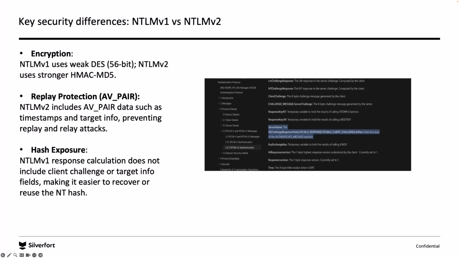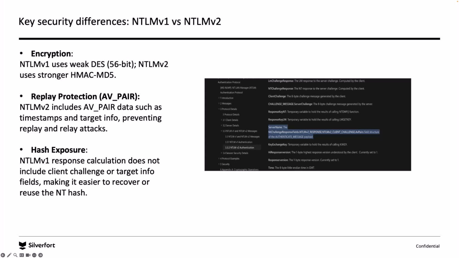Another key is the replay and relay protection. NTLM version 2 introduces AV pair data such as timestamp and target info, as you can see in the picture on the right, preventing replay attacks and relay attacks, which protects basically both the source and destination, the generating to and from.